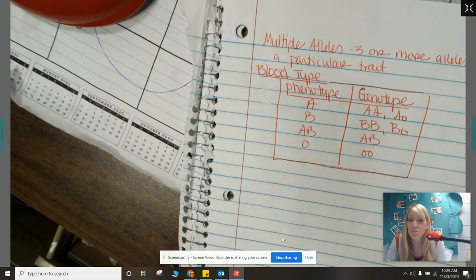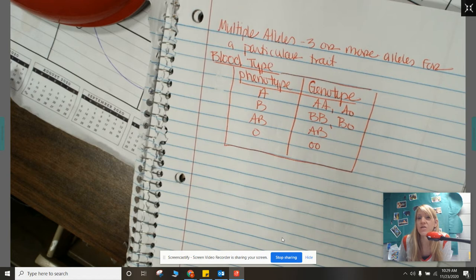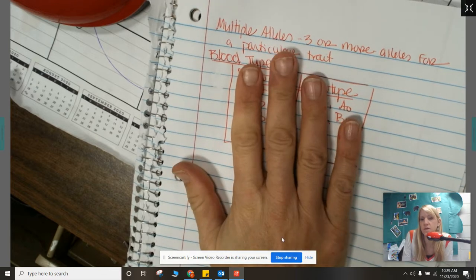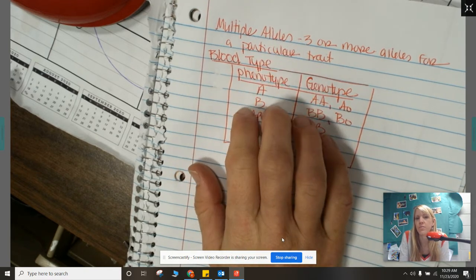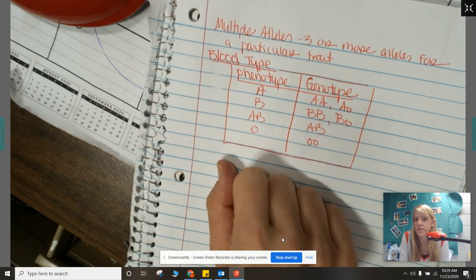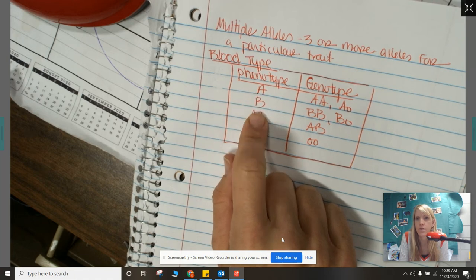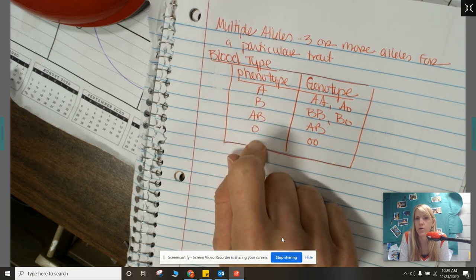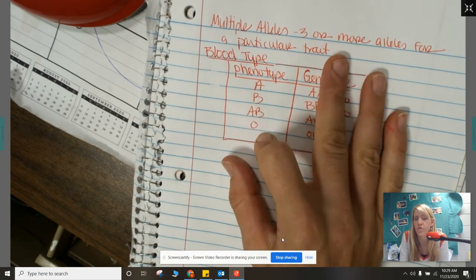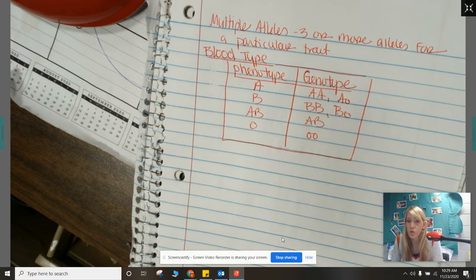Okay, so we're going to talk about blood types today, specifically multiple alleles. Multiple alleles are 3 or more alleles of a particular trait, okay? So blood types, I always ask students, what are the different blood types? A, B, AB, and O. Those are the different blood types, okay? There's 4 different blood types. So if you ever donate blood, then you figure out what blood type you are and whatnot.